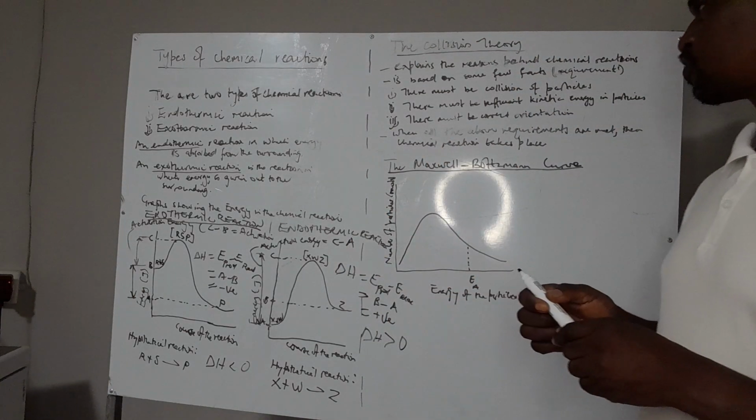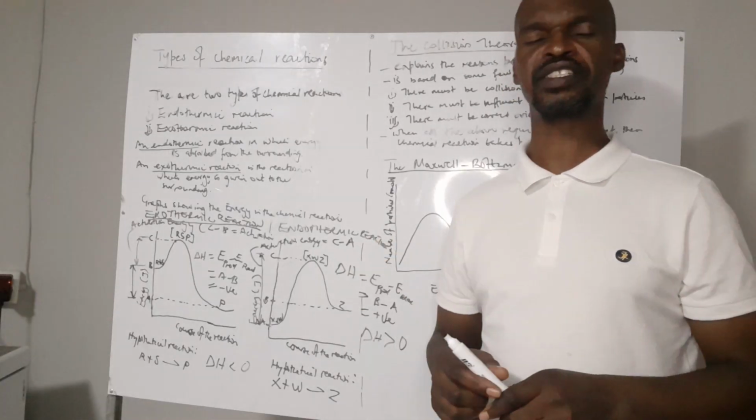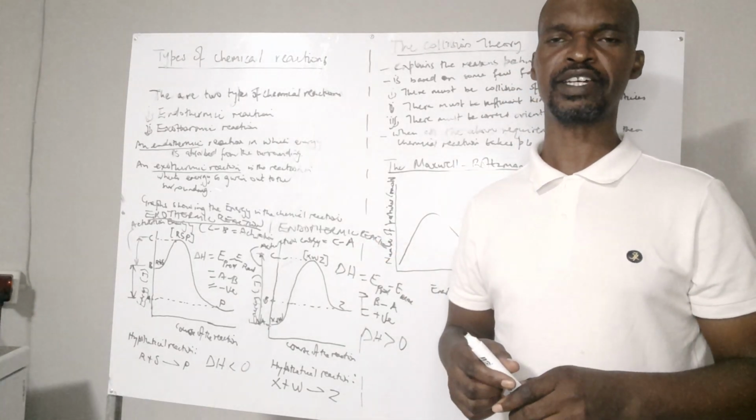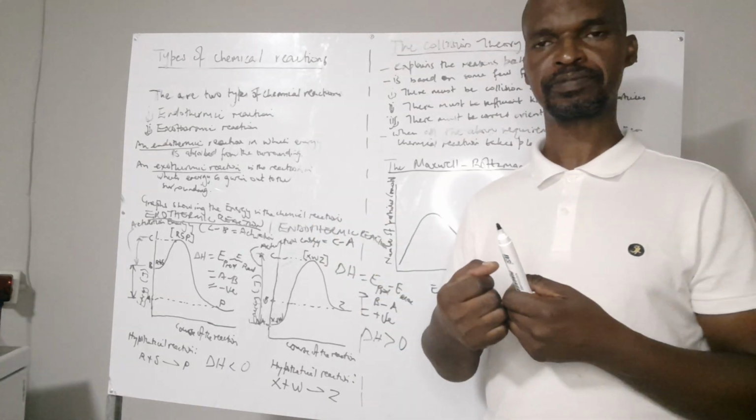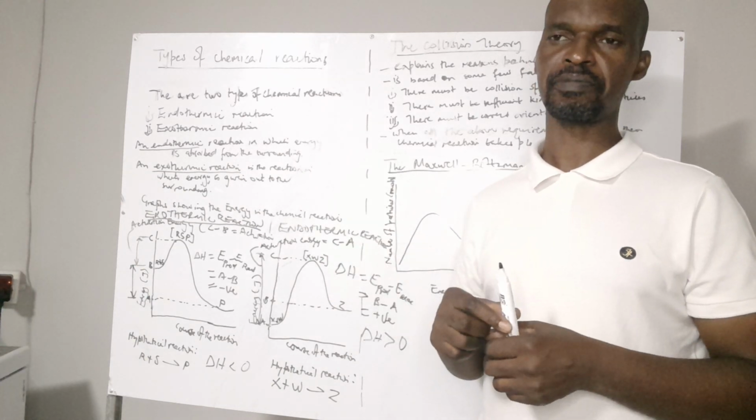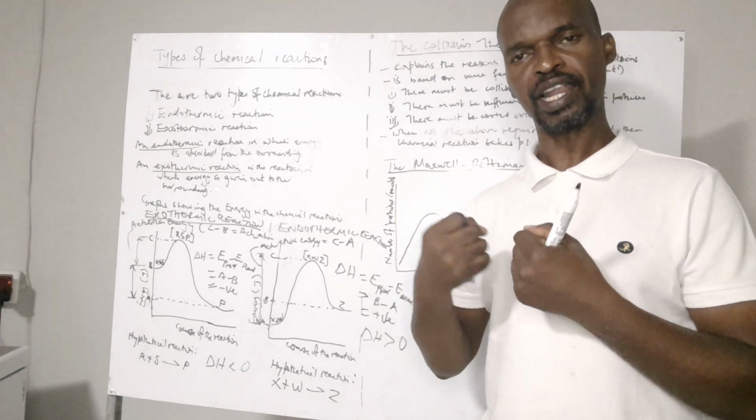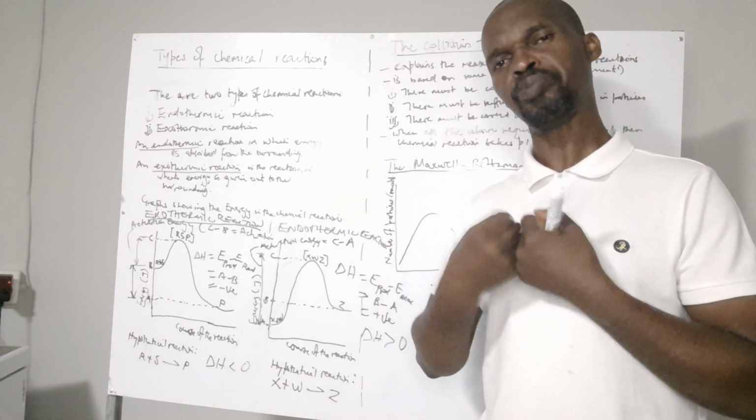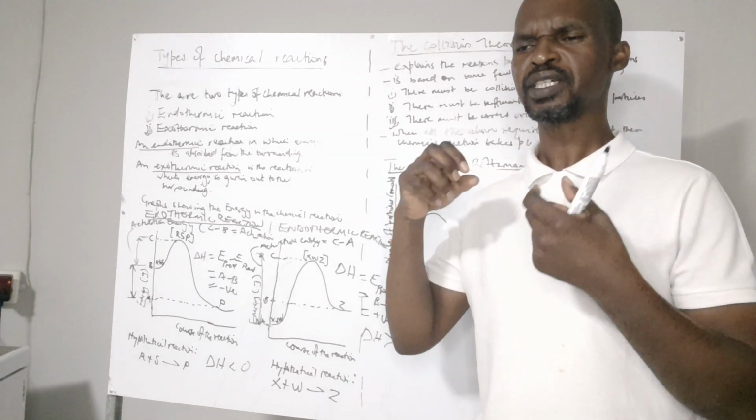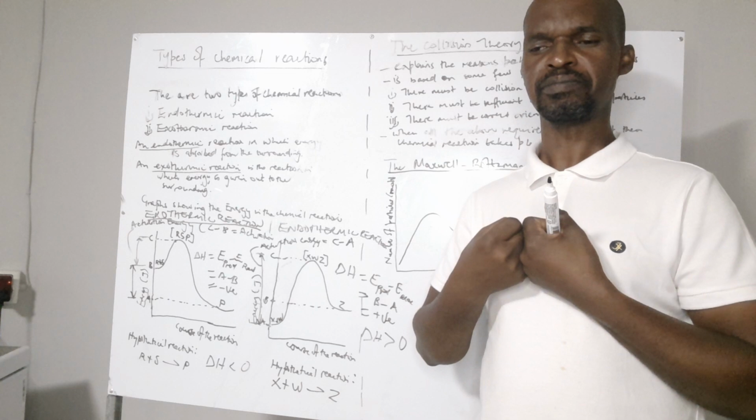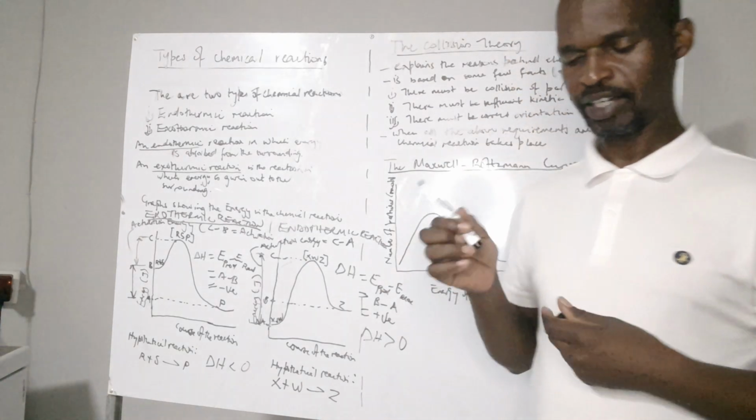Then we also have the other requirement, that these particles must have a correct orientation. What do we mean by that? We mean even if particles have collided and have sufficient energy, if their orientation does not allow the two particles to go into the reaction because they don't have the correct orientation, still there won't be a chemical reaction.